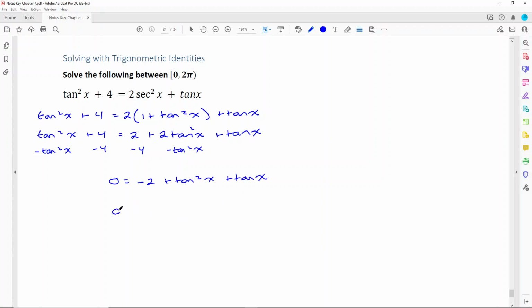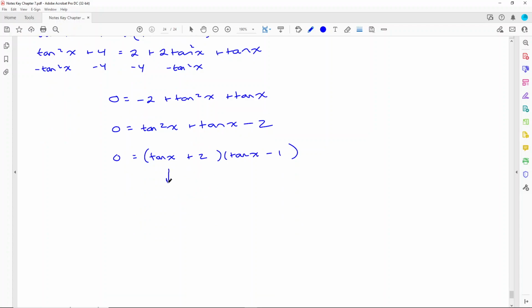Now I'm going to rewrite this into descending orders of power. So I've got tan squared x plus tan x minus 2. Then I'm going to factor. So since this has a 1 in front, and I can see that this is a quadratic, or 3 terms, I'm going to factor using the AC, but because of that 1 in front, I'm just going to write tan x times tan x. So I'm looking for 2 numbers that multiply to give me negative 2 and add to give me 1. This is going to be plus 2 and negative 1. All right, so now that I've factored it, I'm going to set each factor equal to 0. I've got tan x equals negative 2, and I've got tan x equals positive 1.